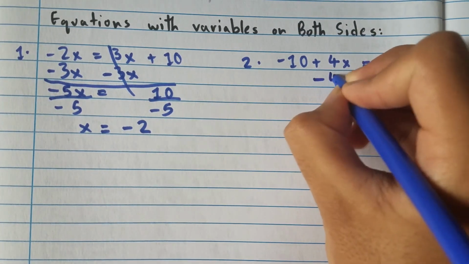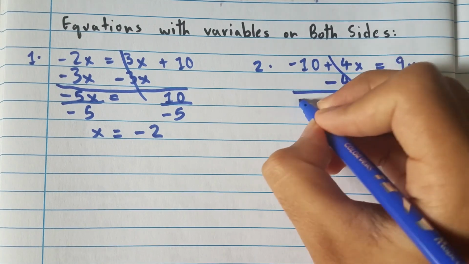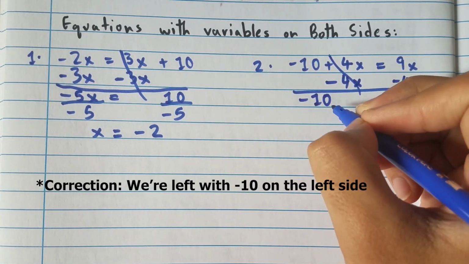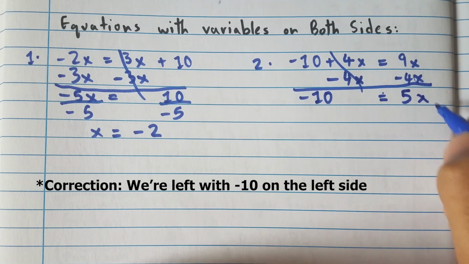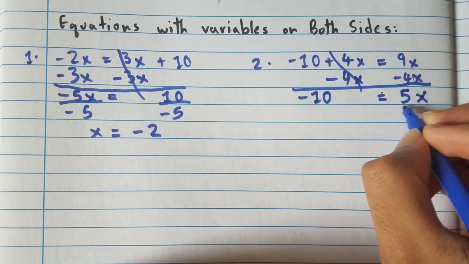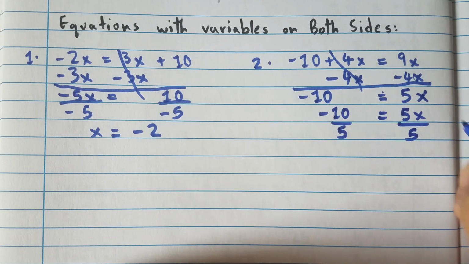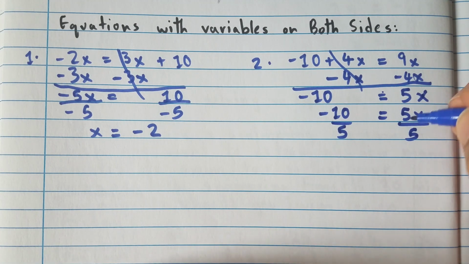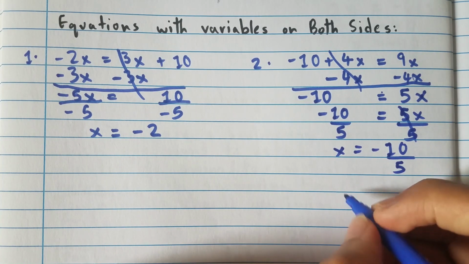So if you do negative 4x on each side, the negative 4x and the 4x cancel out, and we're left with negative 10 on the left side of the equation. And then here we're left with 5x. So now we can divide each side of the equation by 5, and if we do that, we get negative 10 over 5 equals 5x over 5. And now we can just cross out that 5 over 5, which leaves us with x equals negative 10 over 5, which simplifies to negative 2.